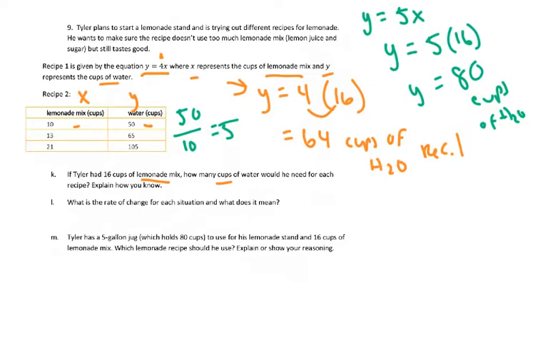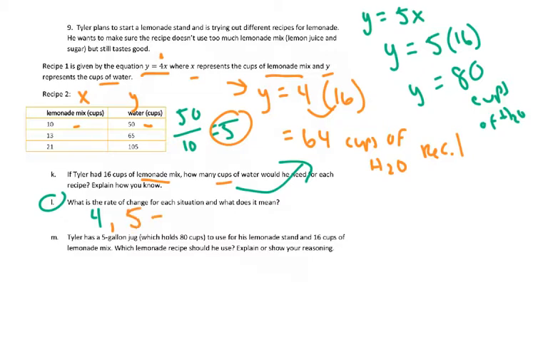By doing this work out, we did explain how we know. And you can write down some of the words I'm saying in these videos if that helps you. Absolutely. What is the rate of change for each situation, and what does it mean? Well, the first recipe, they gave it to you. It was 4. And in the second recipe, we figured it out, and it was 5.